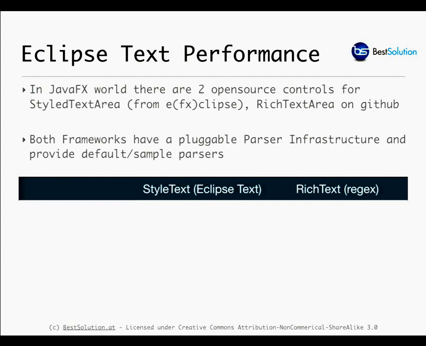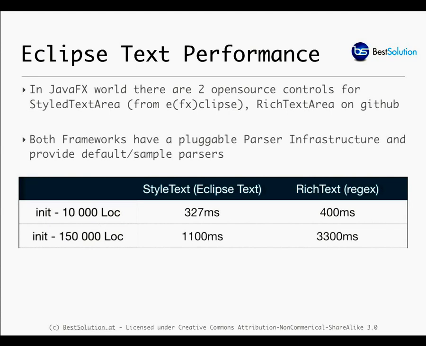When we compare those two frameworks, the difference is only that the visualization controls have the same performance characteristics, but their parser infrastructure is a very naive one. So when you open 10,000 lines of Java code, StyledTextArea takes 327 milliseconds, and RichTextArea 400 milliseconds. For 150,000 lines of code, it's 1 second versus 3 seconds, and this is on init, opening the editor. I would not care if it takes that long there, but now come the important numbers.